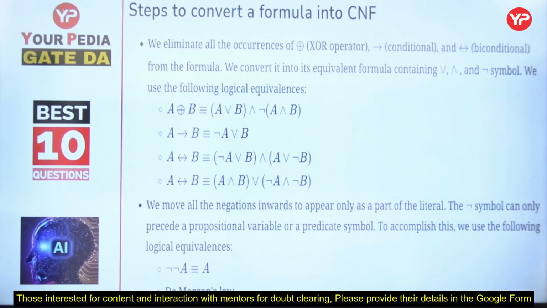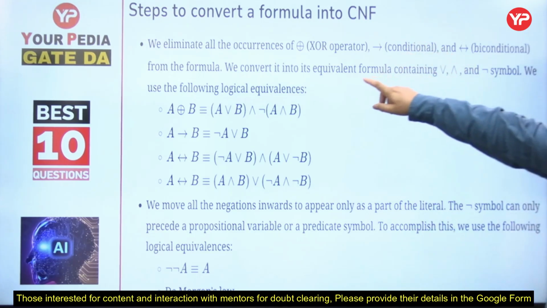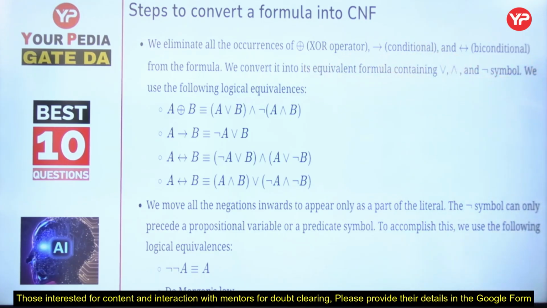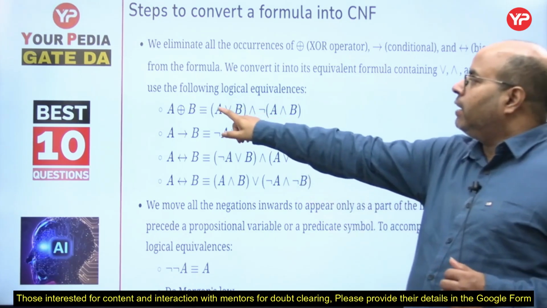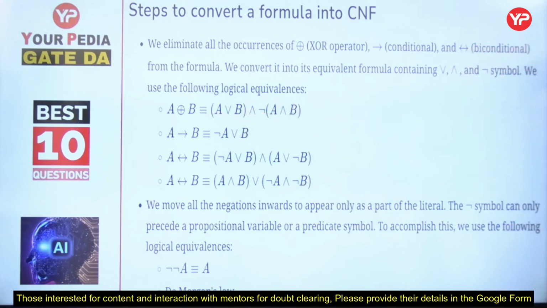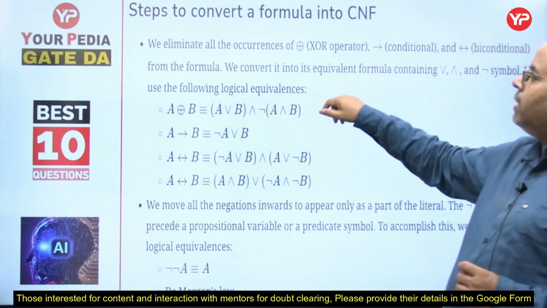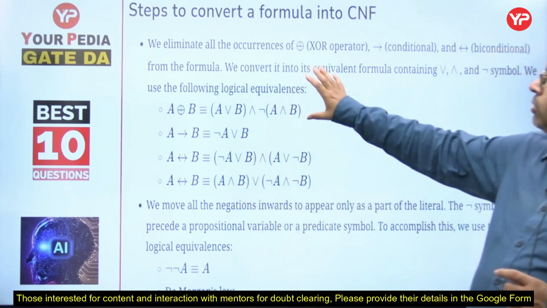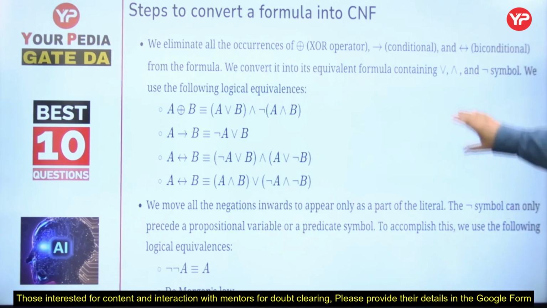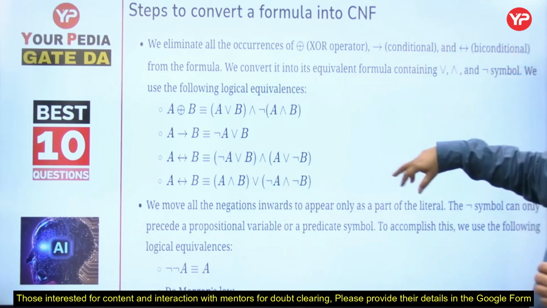So what are the steps to convert a formula into CNF? How are we going to convert? We eliminate all the occurrences of XOR, conditional, and biconditional from the formula. We convert it into its equivalent formula containing only the OR operation, AND operation, and NOT operation. We use the following logical equivalences. You can see A XOR B is (A or B) and not (A and B). Using these logical equivalences, we will eliminate XOR operators, conditional operators, and biconditional operators.